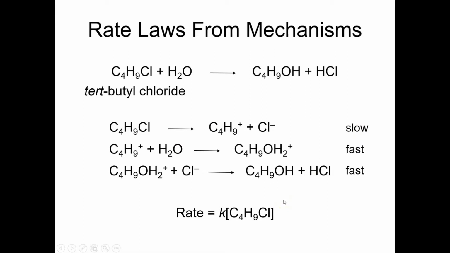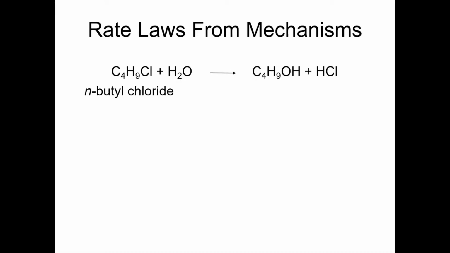And that is in fact what we observe when we run this reaction and change various concentrations of tert butyl chloride in water. It is first order in tert butyl chloride and zero order in water. Well, let's move on to the other version of this reaction, in which instead of having tert butyl chloride, we have n-butyl chloride. Okay, that proceeds through a different mechanism.